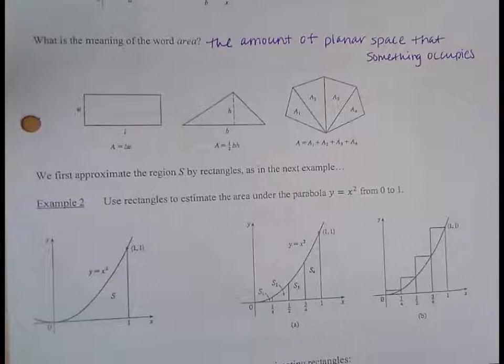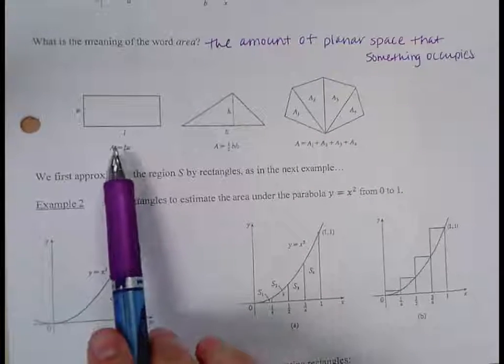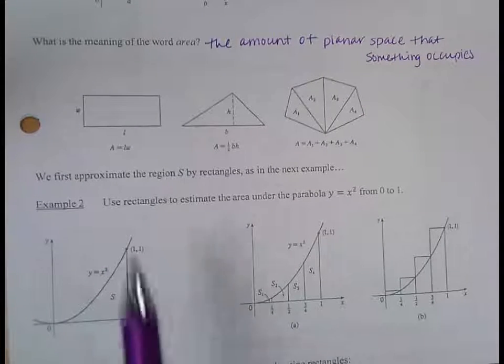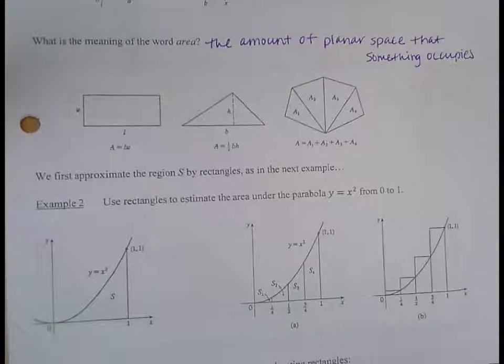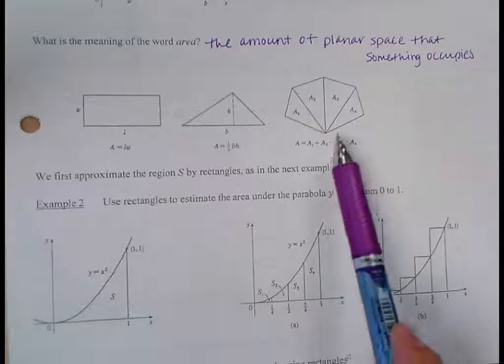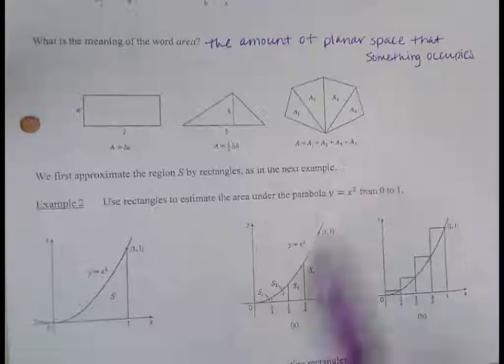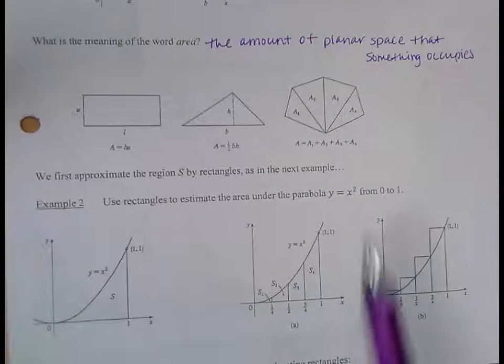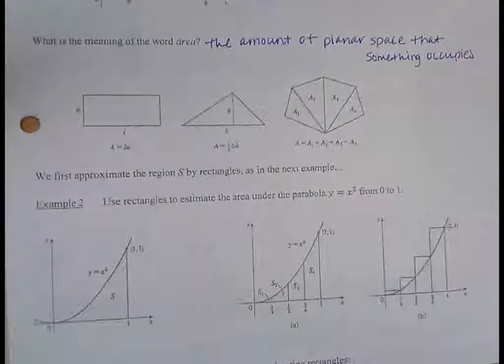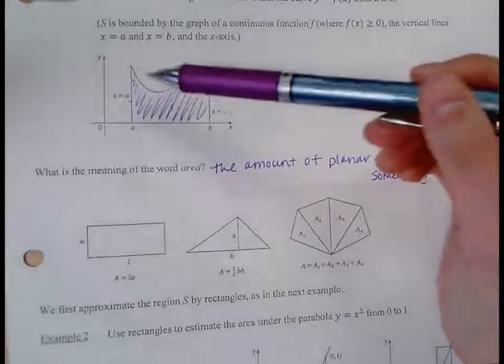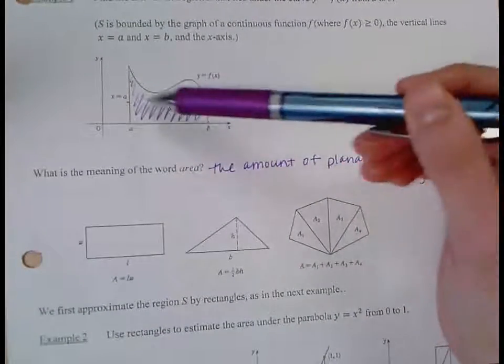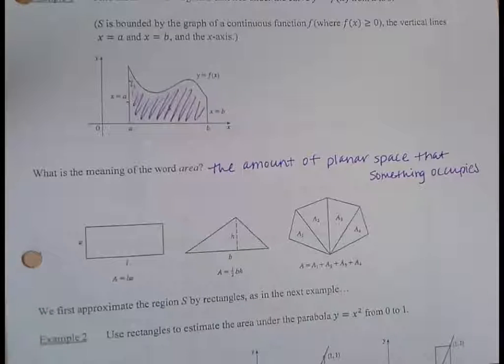The idea here is we know how to find the area of a square or a rectangle. You know how to find the area of a circle, of a triangle. If you had a polygon, you could break it into different triangles, find the area of each triangle, and add them all together, or break it into different shapes that you know how to find the area of. The problem with this example is we have a curve as one of our edges. How do you find the area when something is a curve?